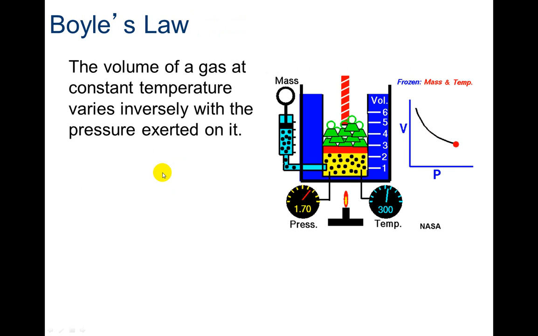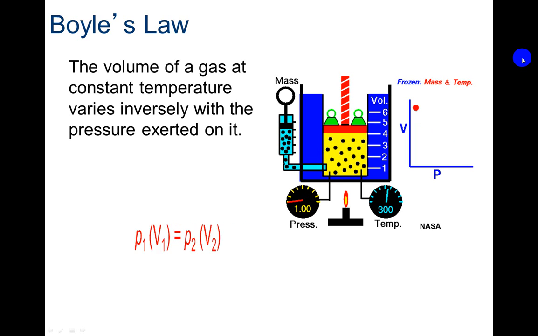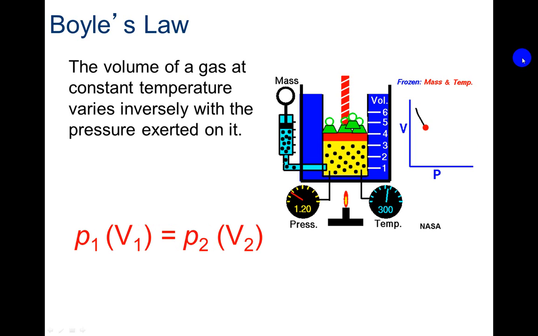When we increase the pressure, right here, we increase the pressure, my volume's going to go down. Right, so the volume of gas at a constant temperature, notice this is assuming that we have a constant temperature, is going to vary inversely with the pressure. Okay, so this is what the equation looks like. P1 times V1 equals P2 times V2.